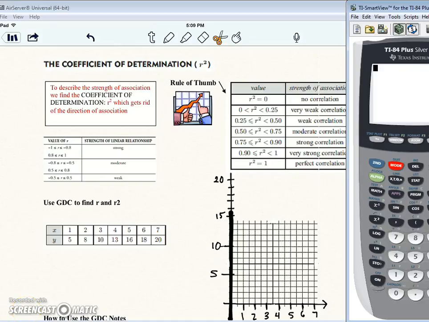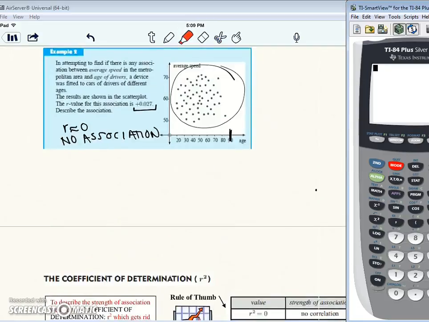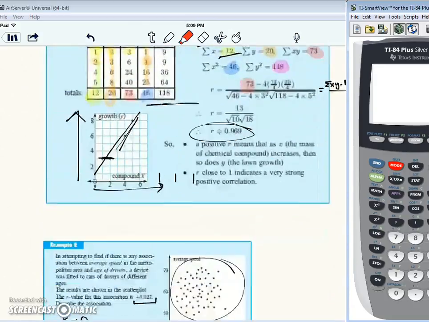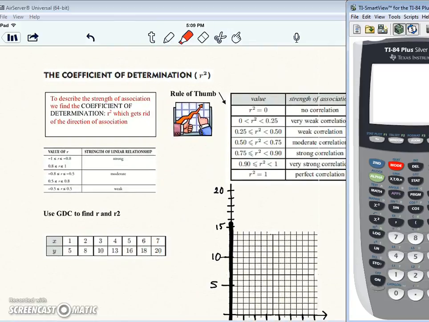Okay, two variable stats, day 2, part 2. So next we want to talk about the coefficient of determination, which is literally that R value we found over and over again, squared. And it helps decide, it gets rid of the direction of association.